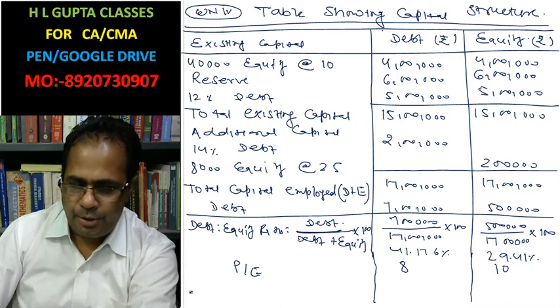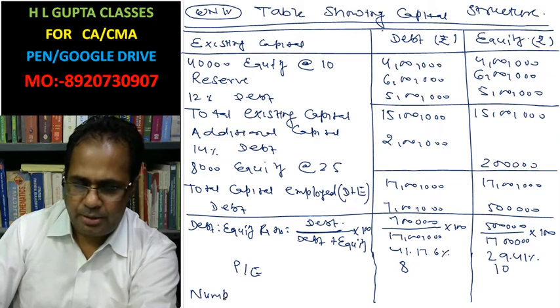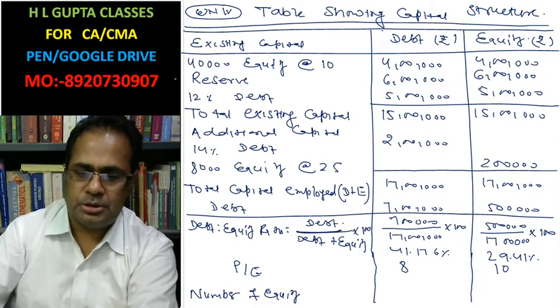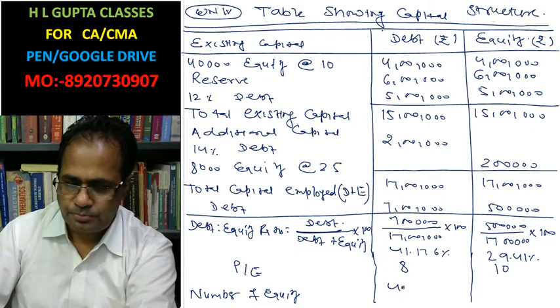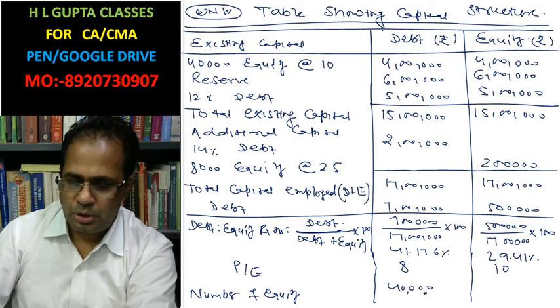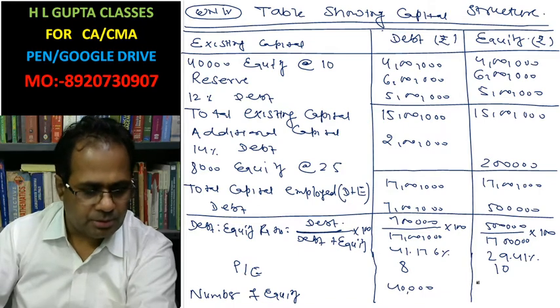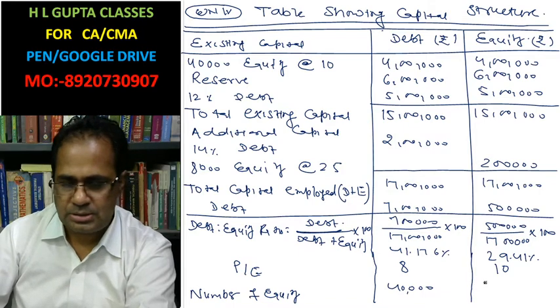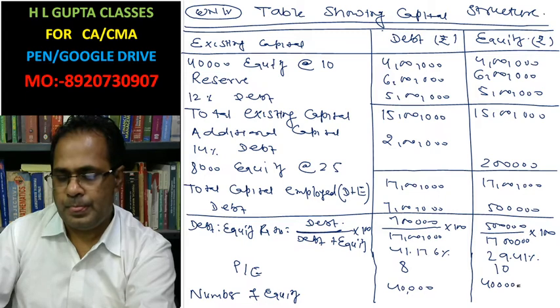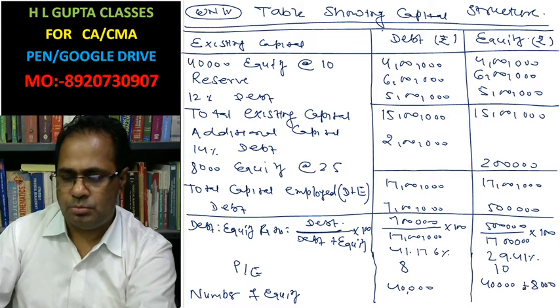Okay, what will the number of equity shares be? The number of equity shares, this is 40,000 here. In this case, 40,000 plus 8,000 new, 48,000.